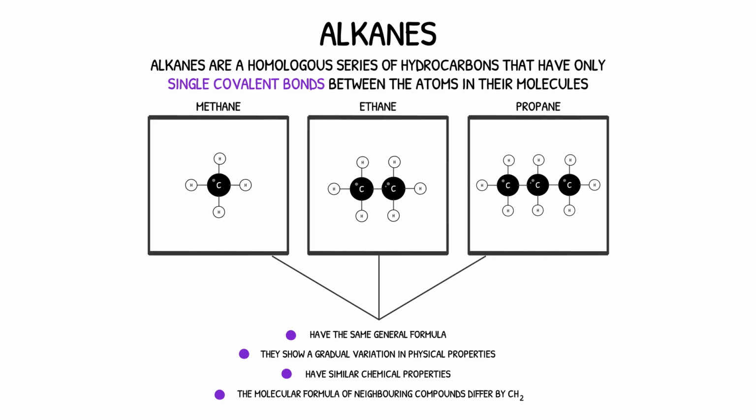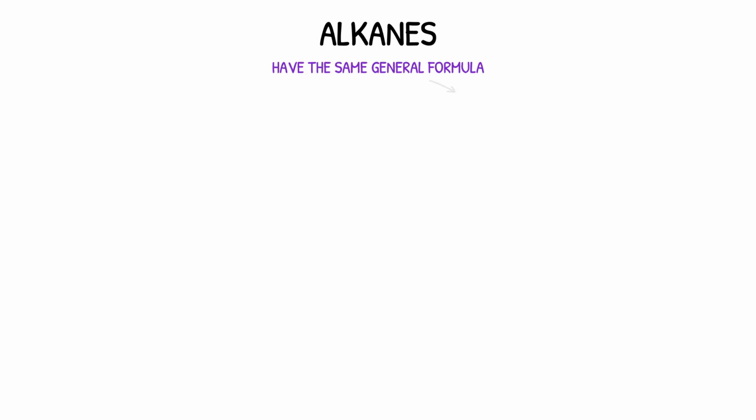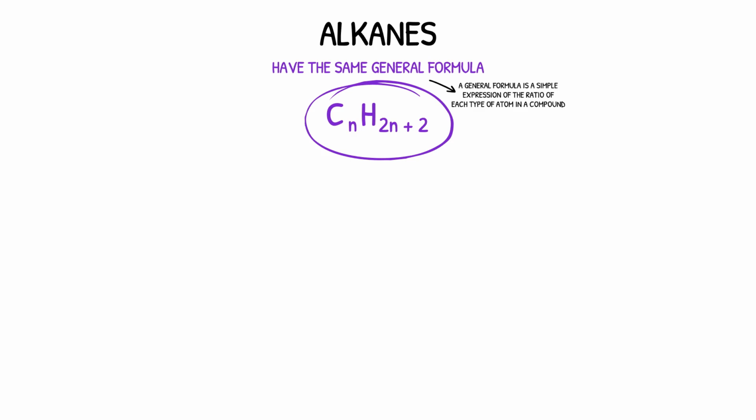Let's take a look at each of these in a bit more detail. The general formula is a simple expression of the ratio of each type of atom in a compound. A bit wordy, I know, so let's look at this concept in practice. The general formula of the alkane family is CnH2n+2. This means whatever value of carbon atoms are present in the formula, the value of the hydrogen atoms is twice that value plus 2. Any hydrocarbon that does not follow the rule of this general formula does not belong to this homologous series and is therefore not an alkane.